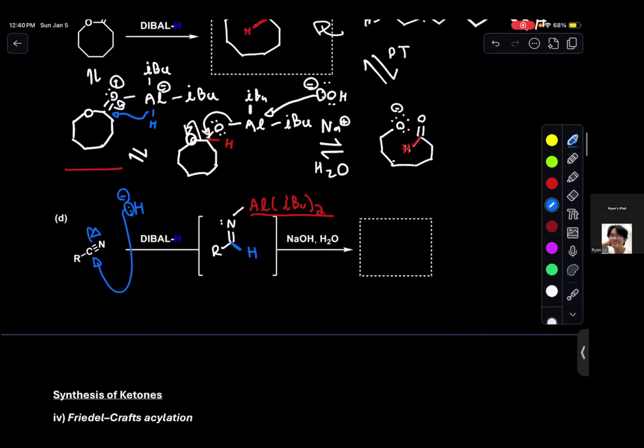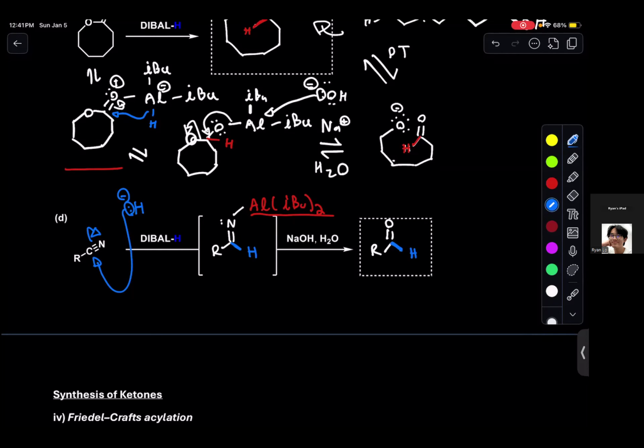And then NaOH, H2O. Okay, so every single time you have a C double bonded to N, if you throw in NaOH and H2O, you're going to turn that C double bond N into a carbonyl. So you're going to end up with an aldehyde. A lot of these reactions just end up going to aldehydes. Love us some aldehydes and stuff.